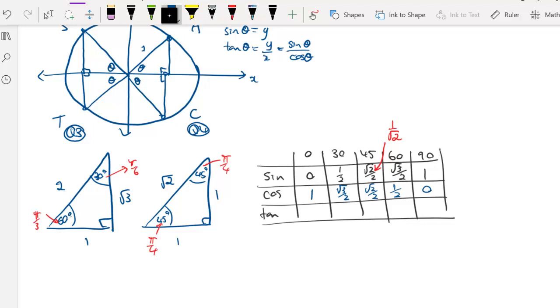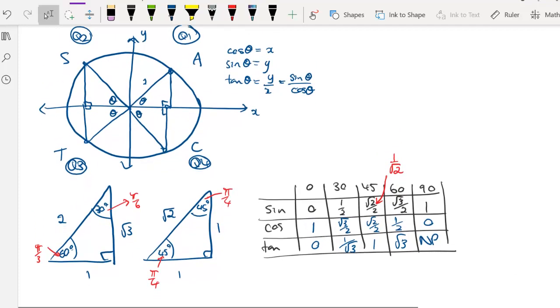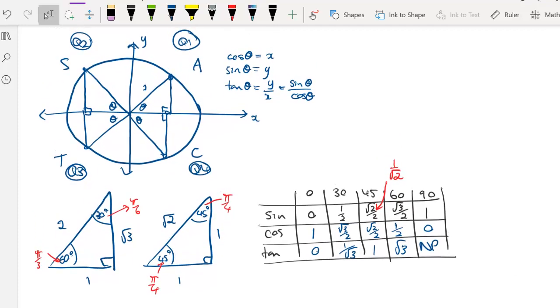And then finally tan is sine on cos, so 0 on 1 is 0, 1/2 on root 3 on 2 is 1 on root 3, root 2 on 2 on root 2 on 2 is 1, root 3 on 2 on 1 on 2 is root 3, and 1 on 0 is not possible. Okay, so basically that's all we're going to use today. These understandings: CAST, cos is x, sine is y, tan is y on x, these standard triangles, or the table that we can derive from these standard triangles.